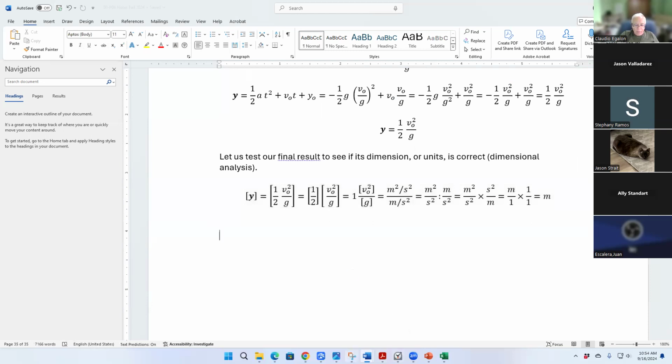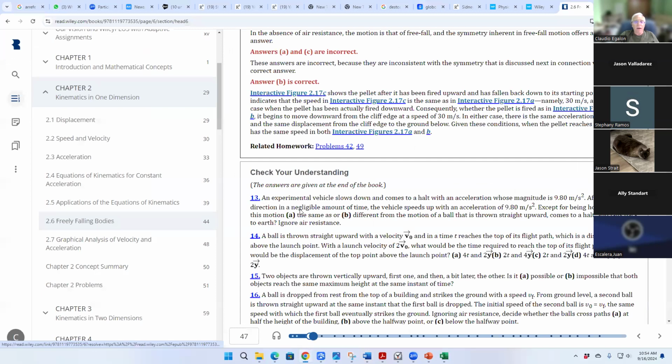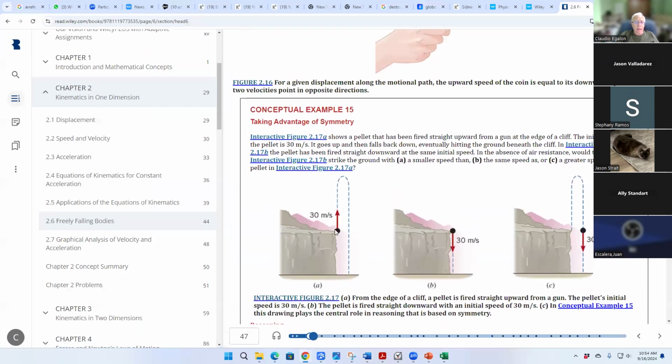Okay, so let's see if you have anything else interesting here. Yeah, those are different problems. It's still a free fall problem here. You propel this object, the cannonball, at the edge of this cliff upwards, and it reaches the maximum height, and then goes and impacts here on the floor. Here, you propel it downwards with 30 meters per second as well, right? Let's see what he's asking here. Conceptual: a pellet has been fired straight up from the edge of the cliff. The initial speed of the pellet is 30 meters per second. It goes up and then falls back down, eventually hitting the ground beneath the cliff. It has been fired in the absence of air. Would the pellet strike the ground with a smaller speed than B or C? That's what he's asking.